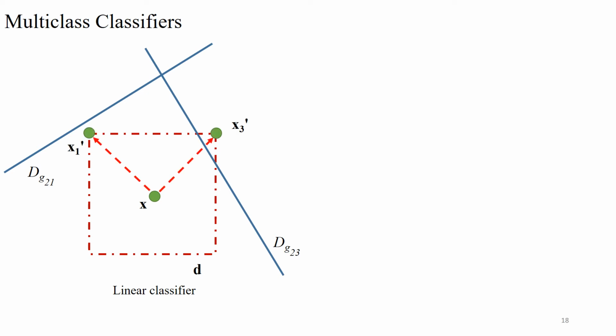As a result, DeepSearch attacks the two linear binary classifiers simultaneously. DeepSearch generates input x1' for function G21 and input x3' for function G23. Since x3' is an adversarial example for classifier G23, x3' is therefore also adversarial for the multiclass classifier.